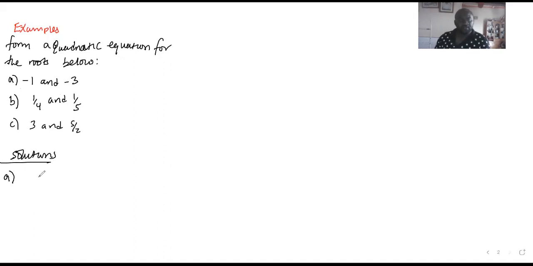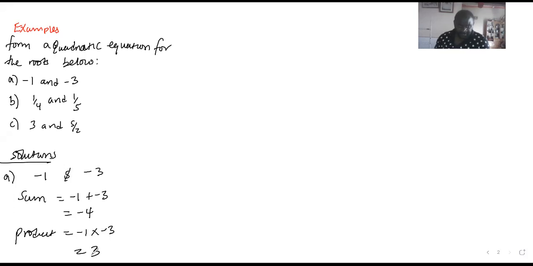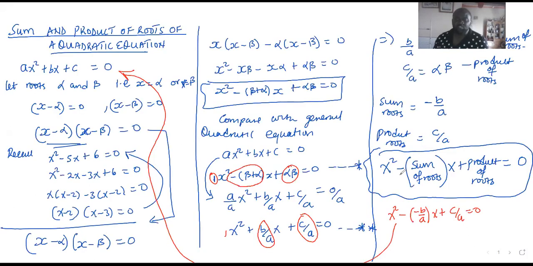The first one, the roots are -1 and -3. Sum of the roots is what? -1 plus -3, and the answer is -4. Product of the roots is -1 times -3, and the answer is +3, right? Now, what does the equation state? The equation states that x squared minus the sum of the roots times x plus the product of the roots is equal to 0.